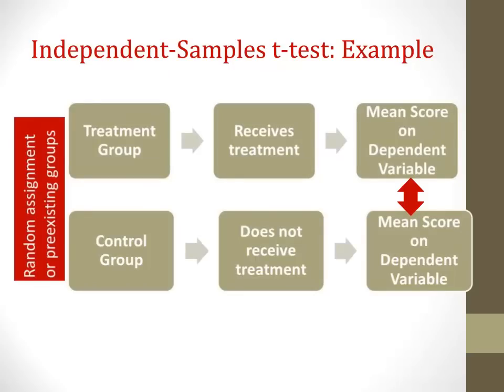Now let's take a moment to summarize what we just talked about. An independent samples t-test is appropriate when comparing two groups on one dependent variable. That is, there's one independent variable with two groups and one dependent variable. Let's take a look at this diagram. Two groups of the independent variable are formed either on pre-existing conditions or through random assignment.